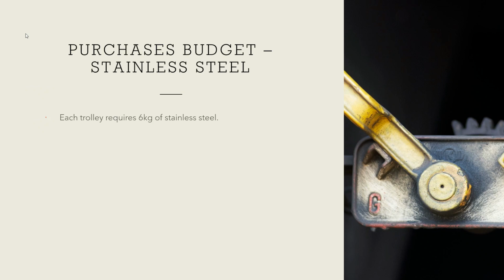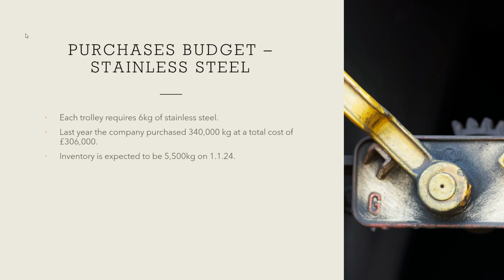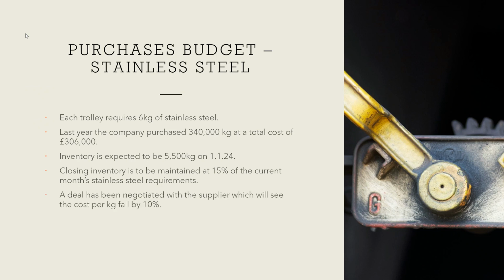Now it tells us that each trolley requires 6 kilos of stainless steel, and that last year the company purchased 340,000 kilos at a total cost of £306,000. So we're going to be able to work out what the price per kilo was for last year. Inventory is expected to be 5,500 kilos on the 1st of January 2024. Closing inventory is to be maintained at 15% of the current month's stainless steel requirements, and a deal has been negotiated with the supplier which will see the cost per kilo fall by 10%.